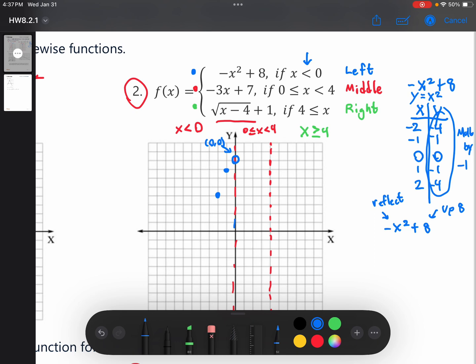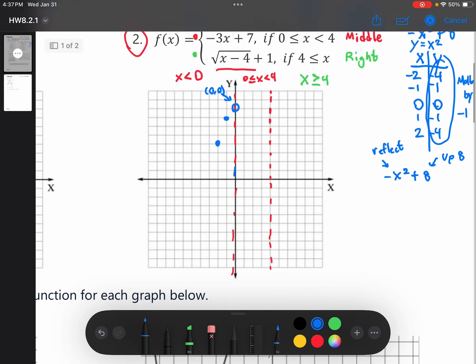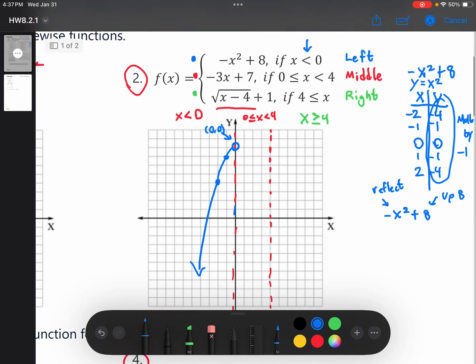I mean, I guess I can, but that's really all I need. It's just a sketch. All right, so that's what that graph would look like. Now, the middle part is a little bit easier. All right, the y-intercept is 7.